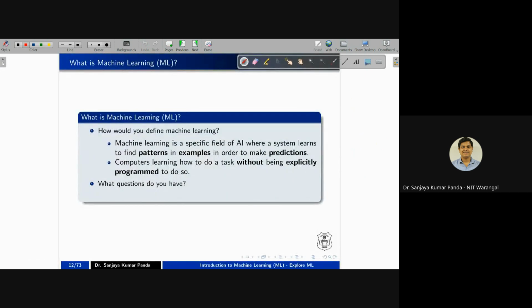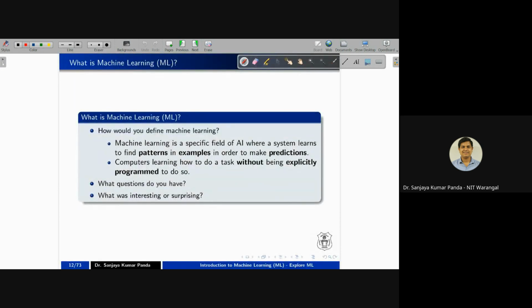Now, is there any question related to whatever definition I have given here? If you have any question, you can stop me at any point of time. You may think, what is a pattern? Even if patterns are there, what about the examples? And in what way are we doing the predictions? How to build a model? What is the exact meaning of explicitly programmed? Can you give an example of explicitly programmed and not explicitly programmed, so that we can distinguish? So these are the questions you may have, and I am going to address them.